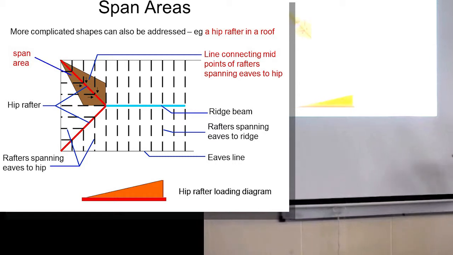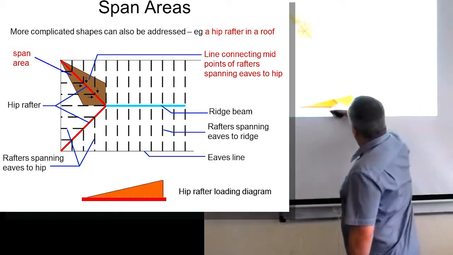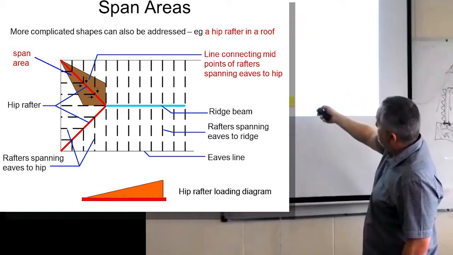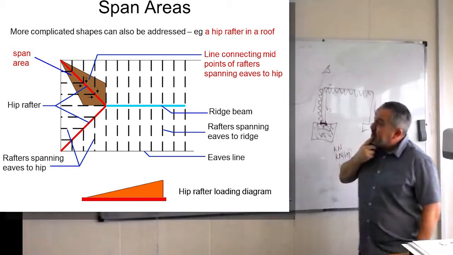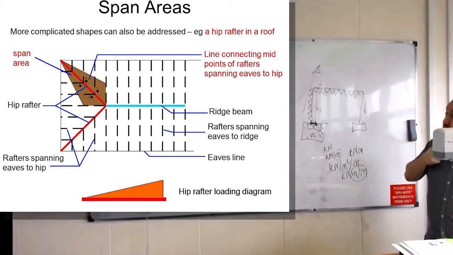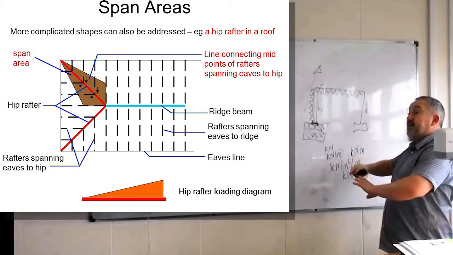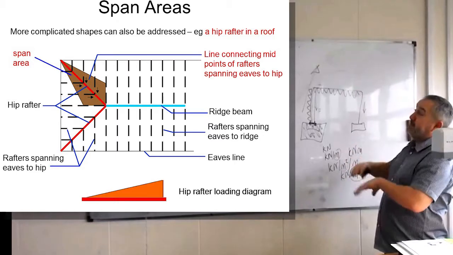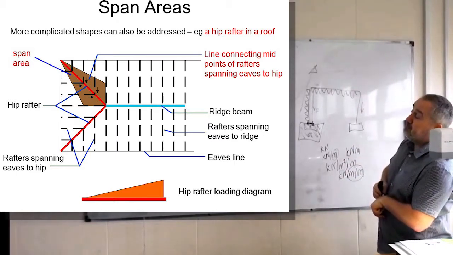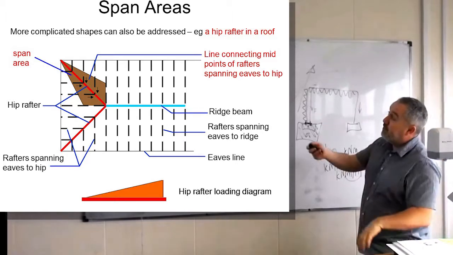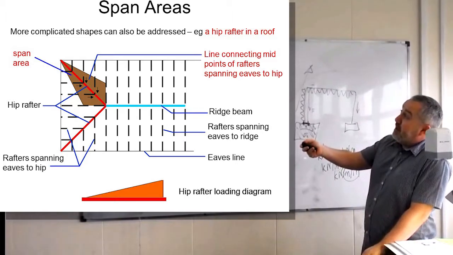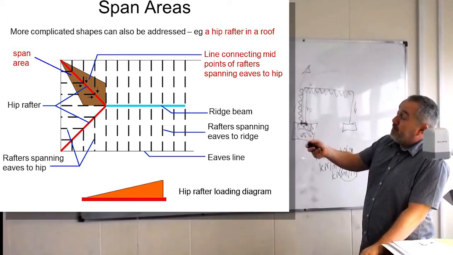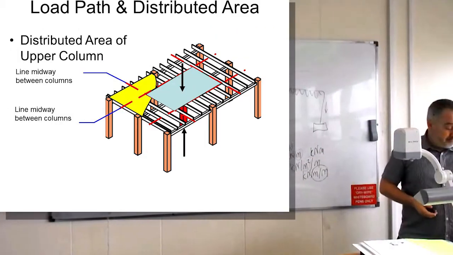In terms of our loading diagram, there's more load as you get towards the ridge itself. So you've got to take all the weight of the tiles, the felt, the battens into consideration. And the further you go up to the ridge, the more loading that it's taking.